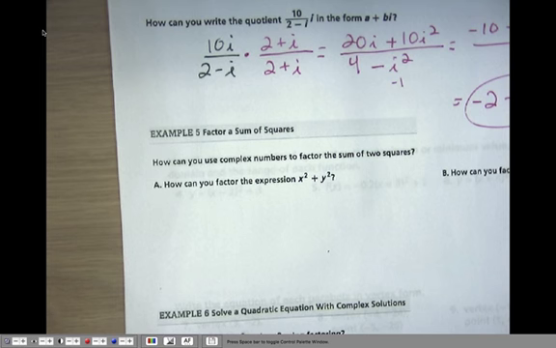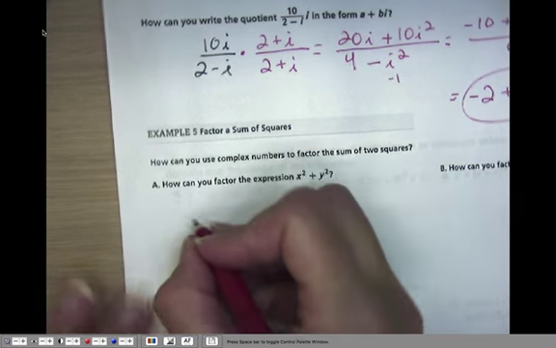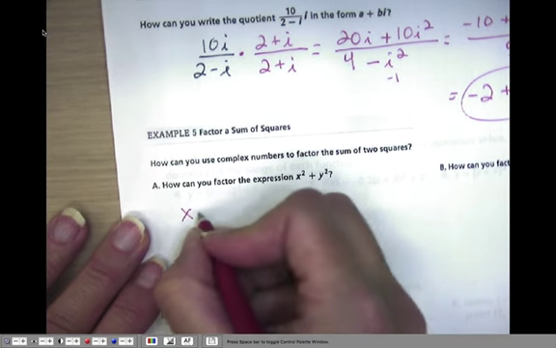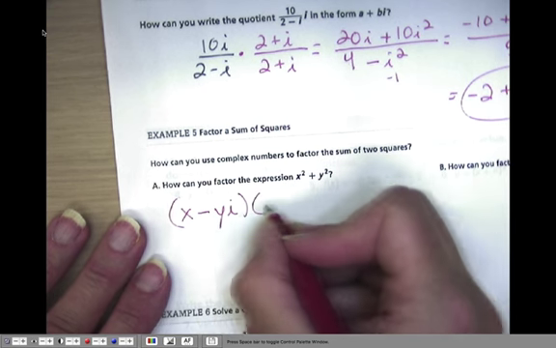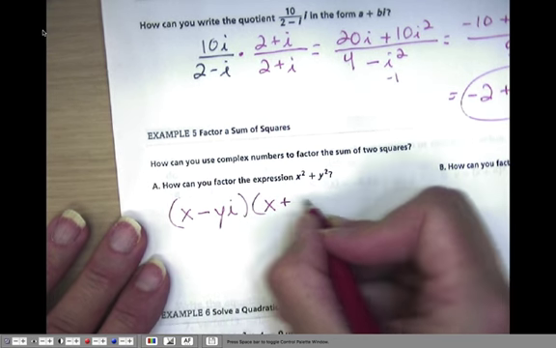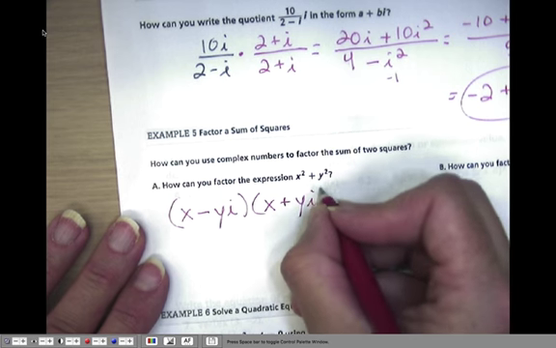In Algebra 1, you should have learned that you can factor a difference of squares. Here, we are factoring a sum of squares by using complex numbers. So this would factor as x minus y times i times x plus y times i.